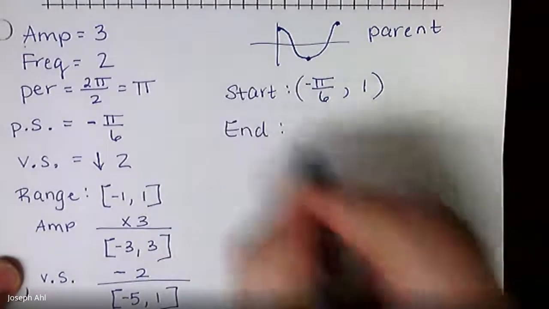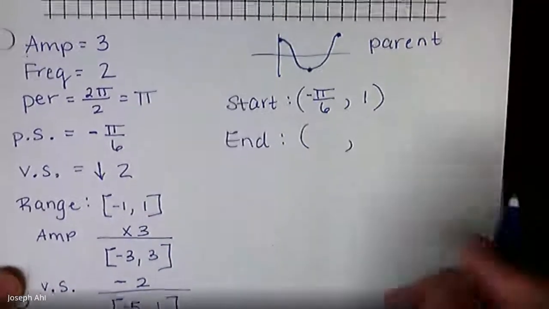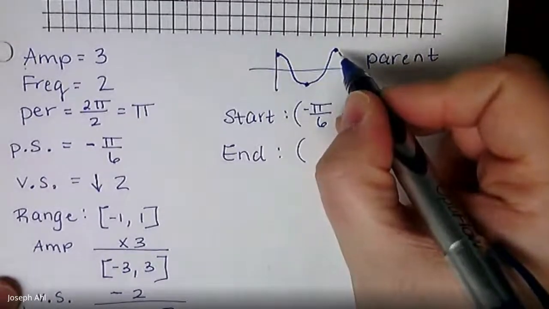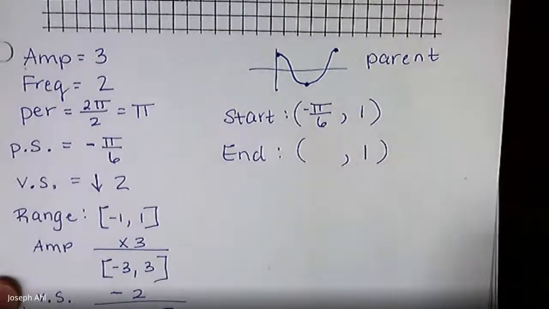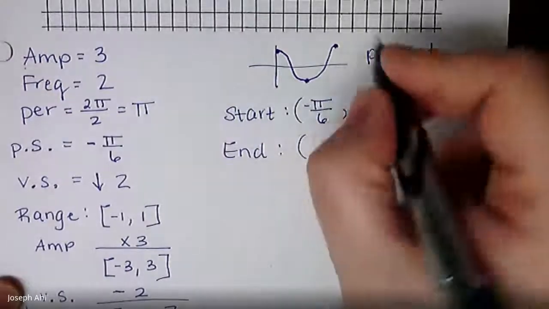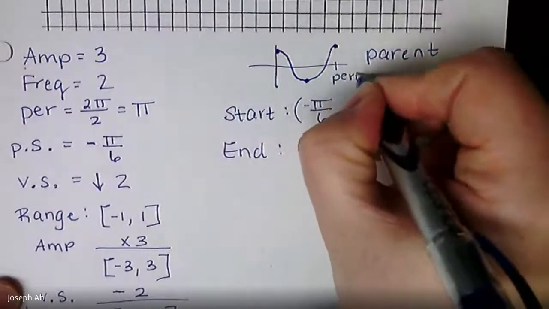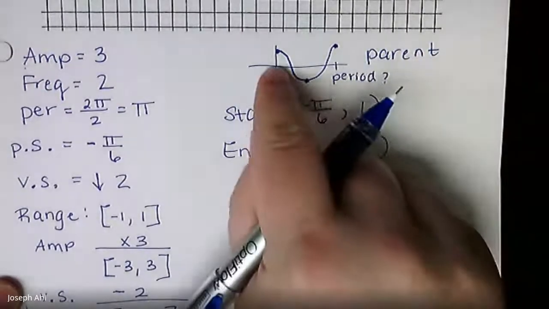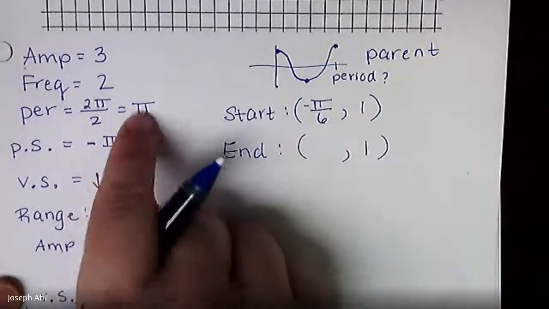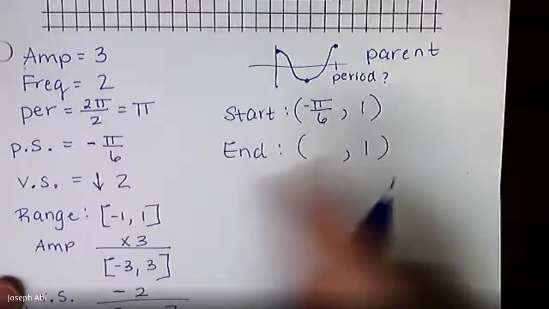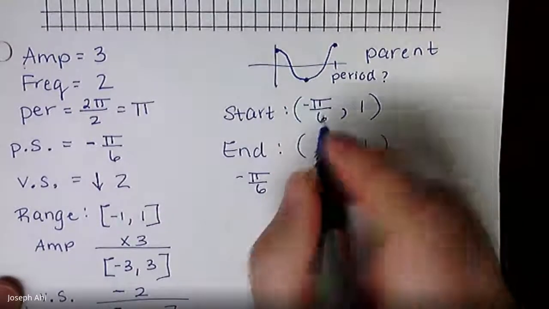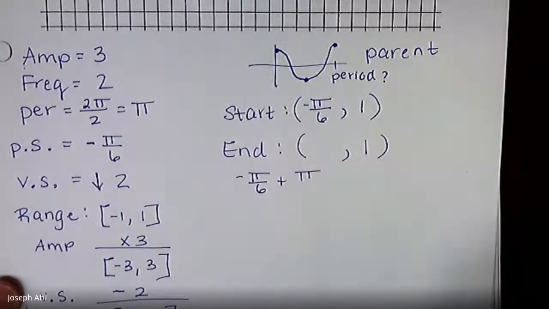Let's talk about how to find the end point. The easiest thing to do for the end point to start is figure out that it's at the highest point again. So the y value is still 1. But to figure out how long it took me to get to that end point, remember that that's the concept of what's the period? Okay, how long does it take to complete one cycle? Well, the period we identified earlier is pi. So to get to the endpoint, you're going to take the start and add on pi.